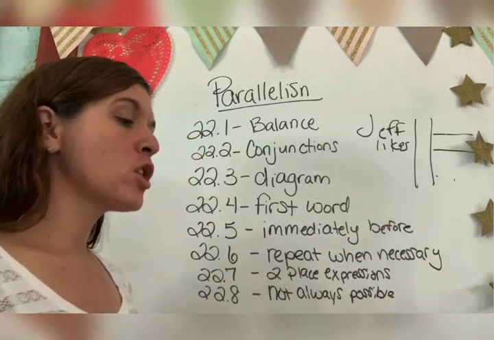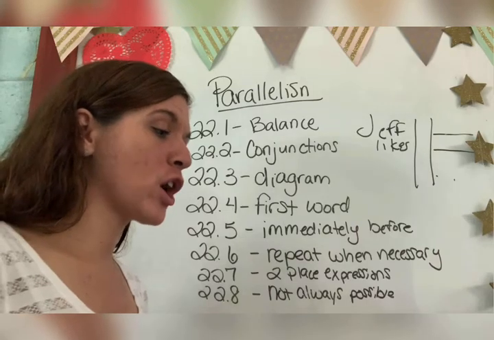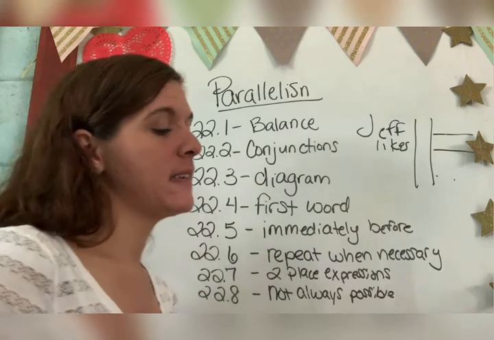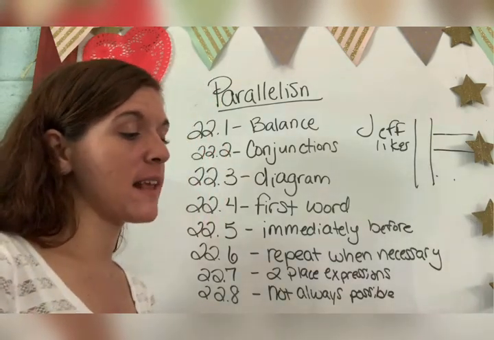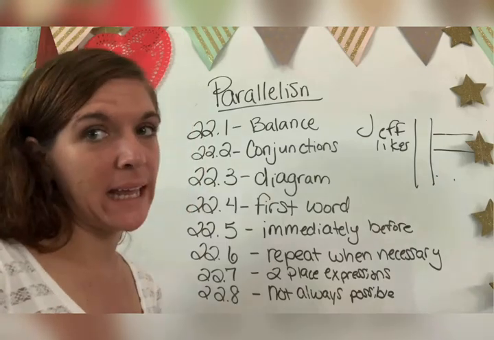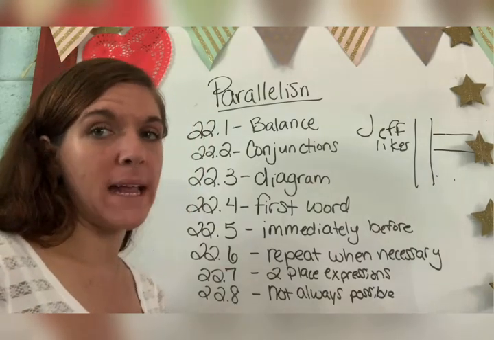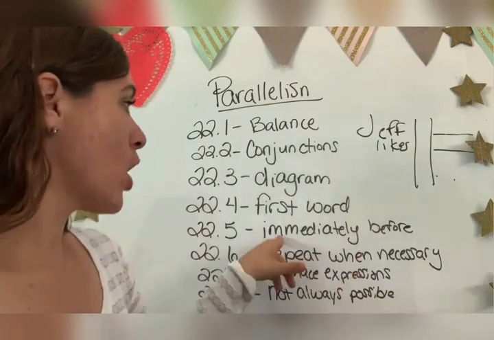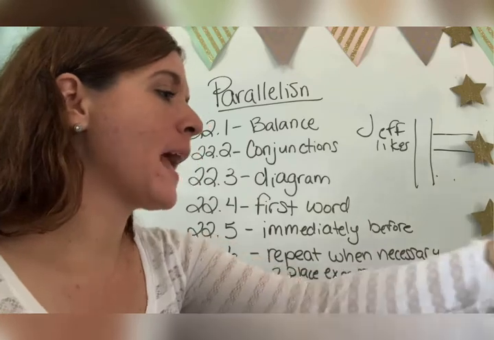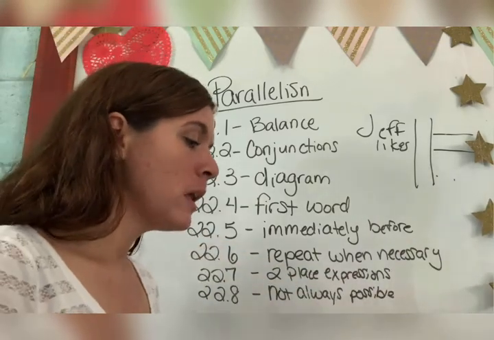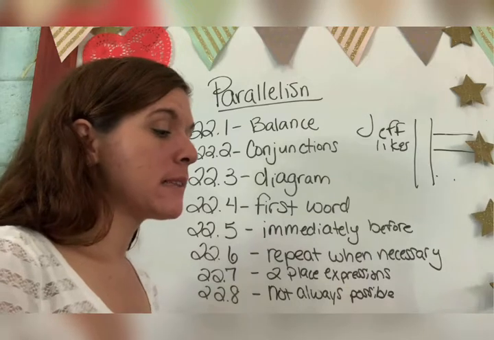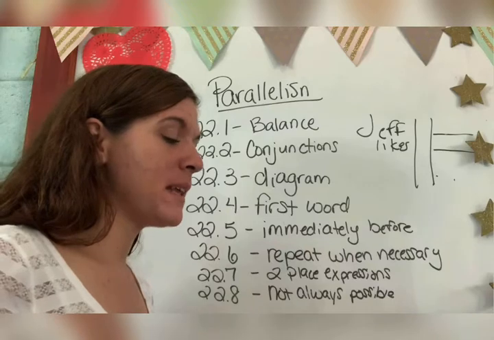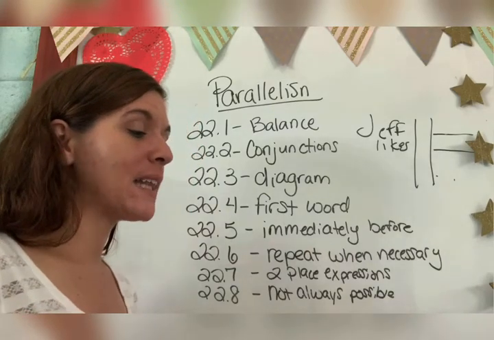Look at the next one. Jeff fishes for pleasure, swims to stay in condition, and bikes to get away from civilization. He doesn't say to fish, swimming, biking. He says fishes, swims, bikes. Parallel, okay? Look at 22.5. I called this one immediately before. What do you have to look at immediately before? Each member of a correlative conjunction should be placed immediately before a parallel element.